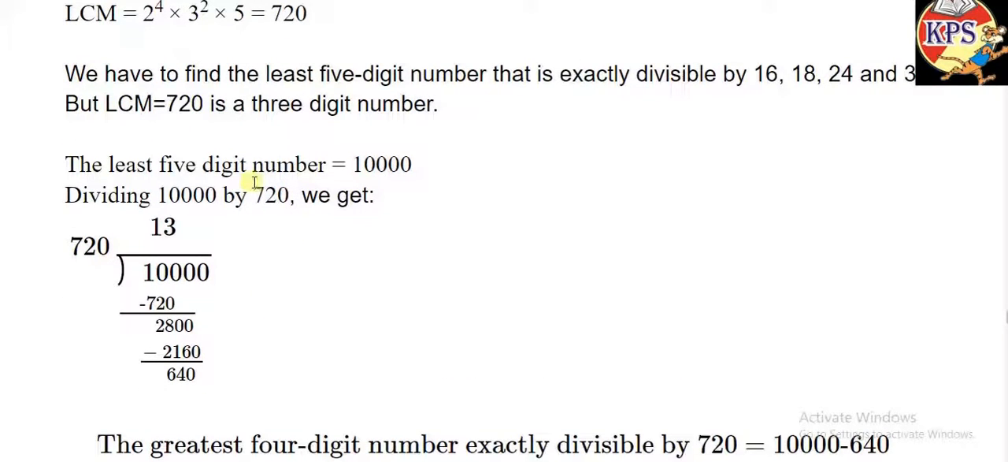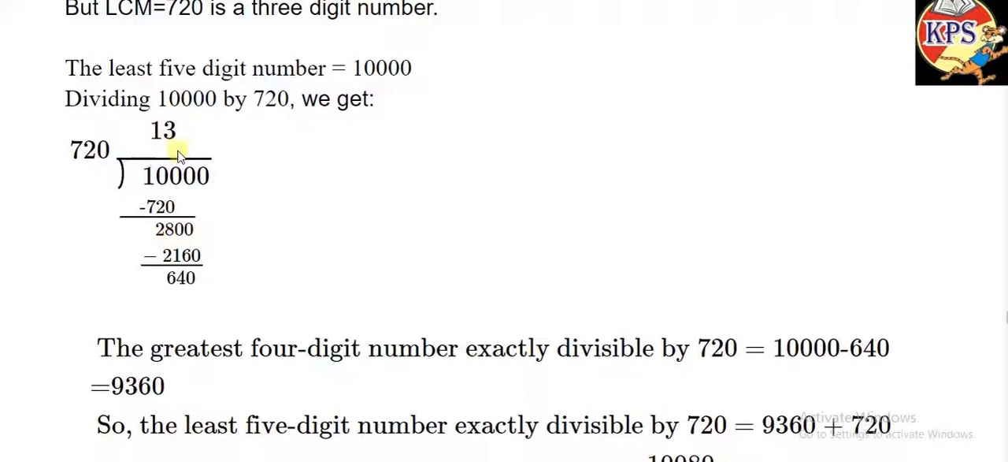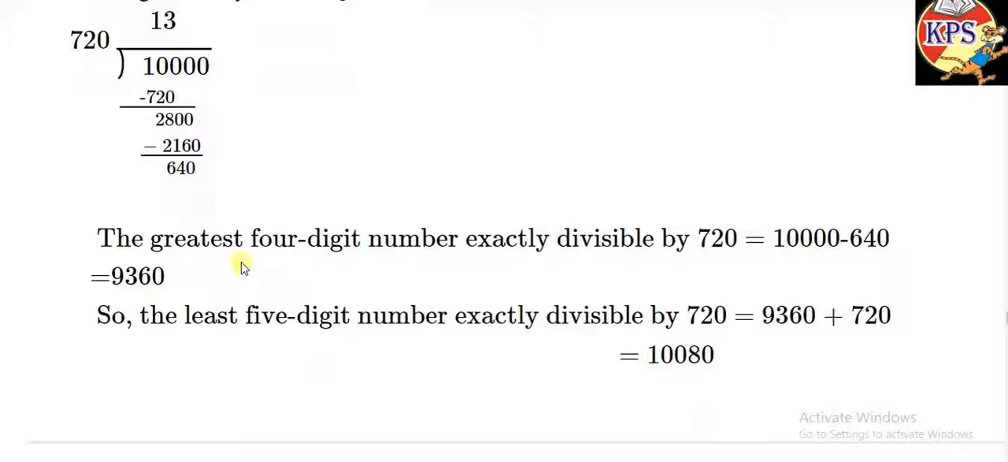Now we have to divide the least 5 digit number by 720, which is the LCM of these 4 numbers. After dividing, we get the answer 13 and 640 as the remainder. So to get the greatest 4 digit number exactly divisible by 720, we have to subtract 640 from 10,000. We get 9,360. This is the greatest 4 digit number exactly divisible by 720.